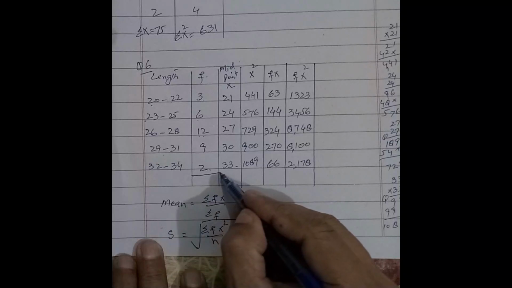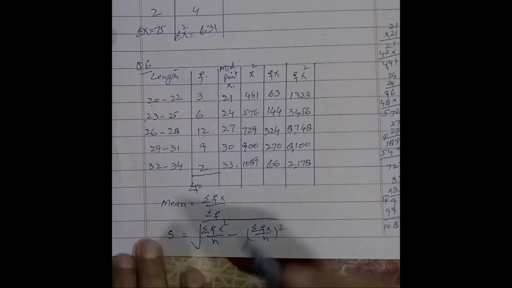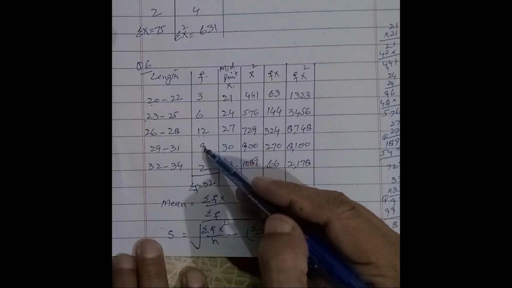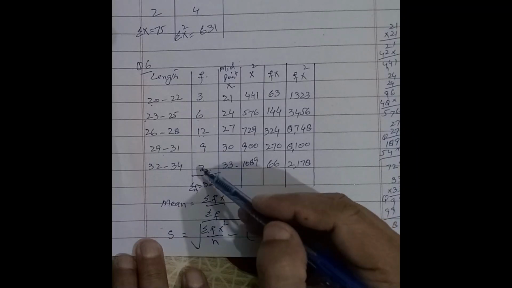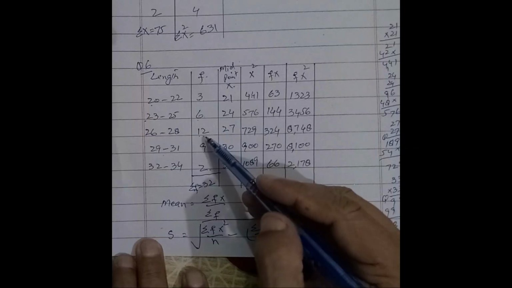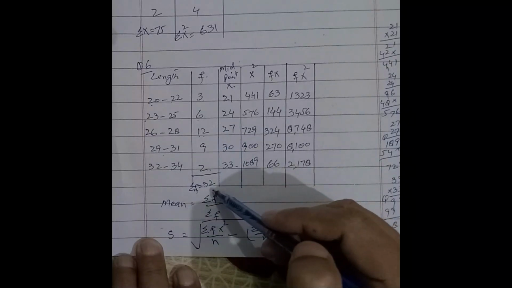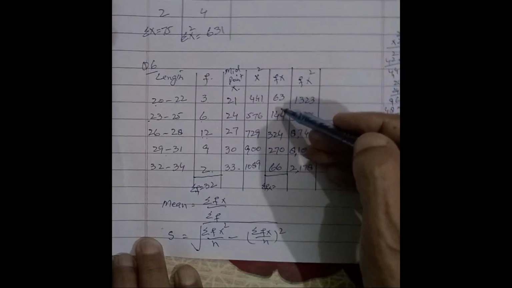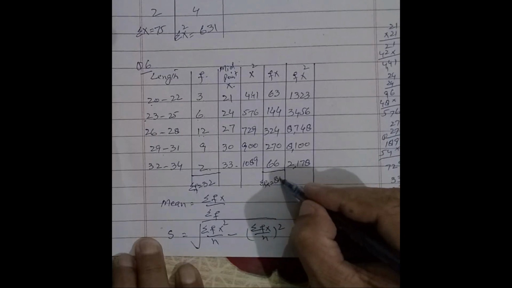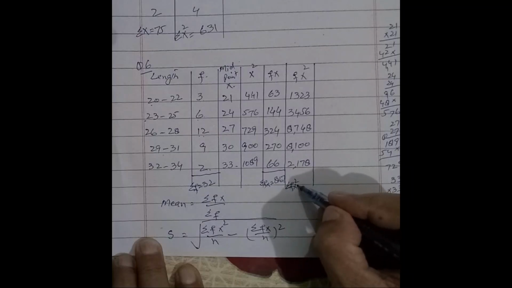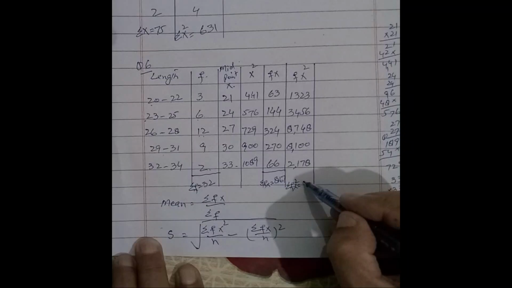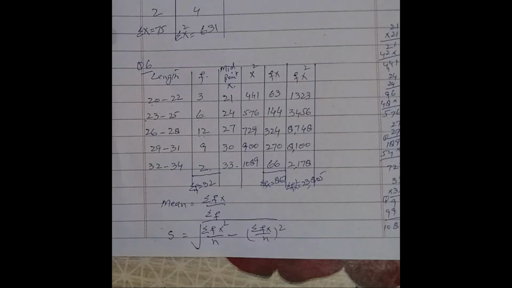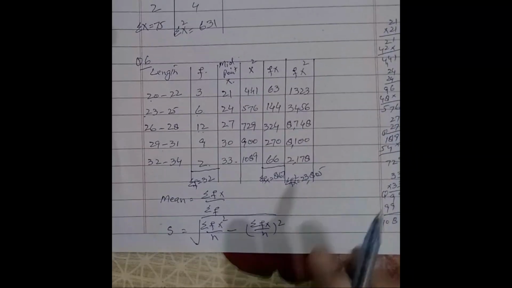And in this data, we get the sum of the values. First we sum f, which we also write as n. 3 plus 6 is 9, 9 plus 12 is 21, 21 plus 9 is 30, plus 2 is 32. And next we find summation fx, in which we add all these values and get 867, and the final summation fx square we get by adding all these values, it is 23,805. In this way we calculate all the values required for the mean and standard deviation.